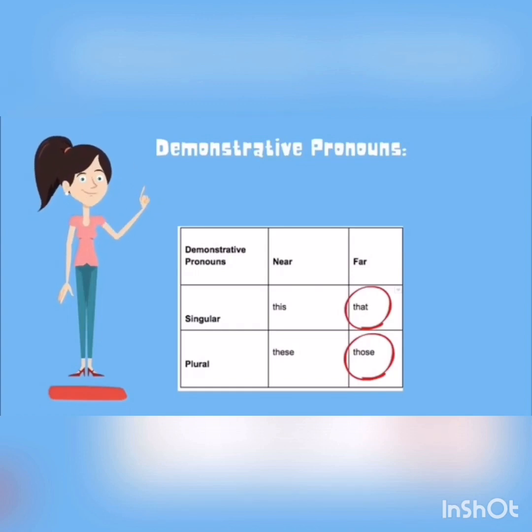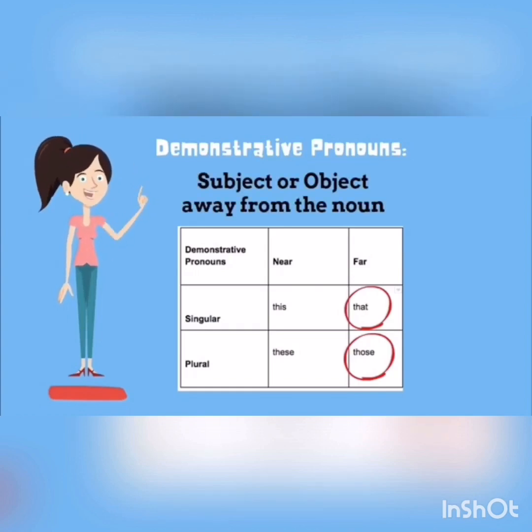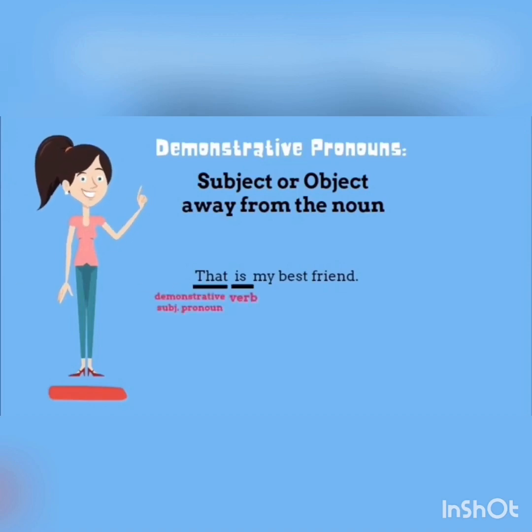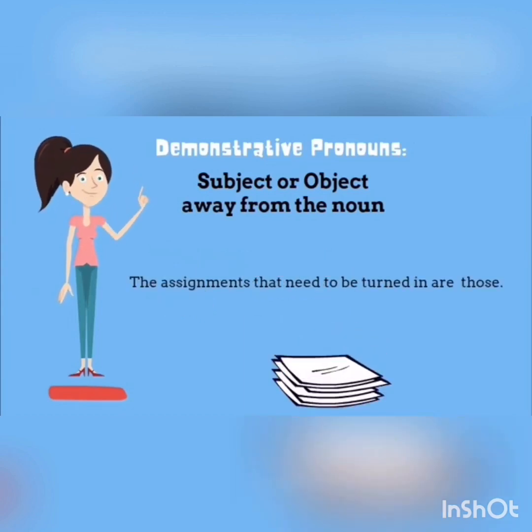Again, the demonstrative pronoun will either be subject or object, and it will be away from the noun it is pointing out. For example, that is my best friend. That is followed by a verb separating it from the noun that is being pointed out, which is friend. The assignments that need to be turned in are those.